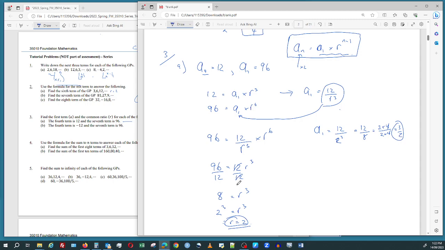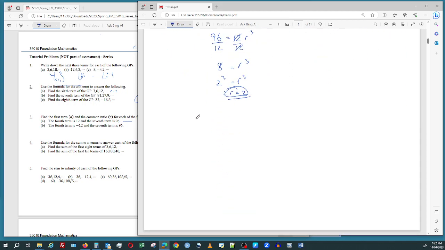So we've managed to do that for part A. So sometimes you've got to explore, okay? Just don't be afraid to explore and see what you can come up with.